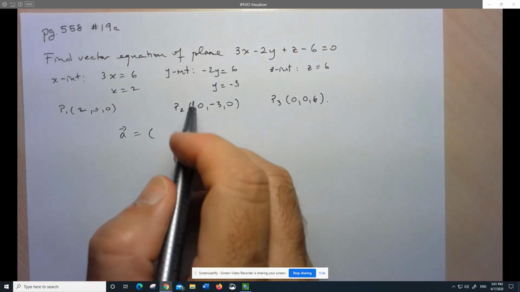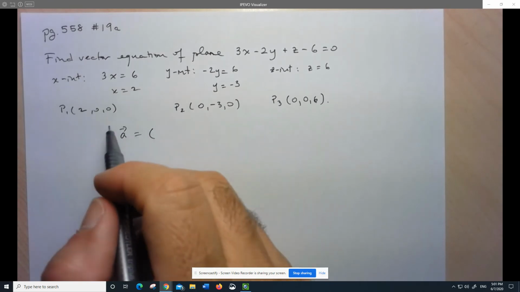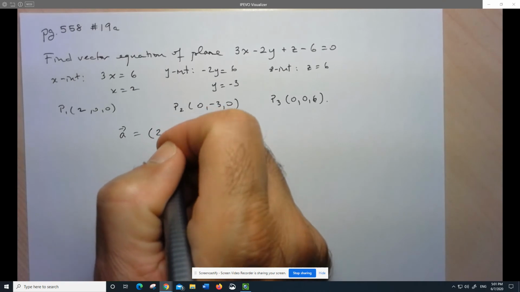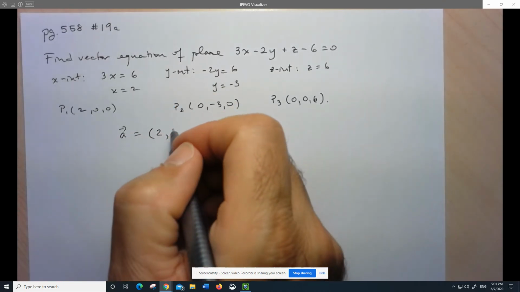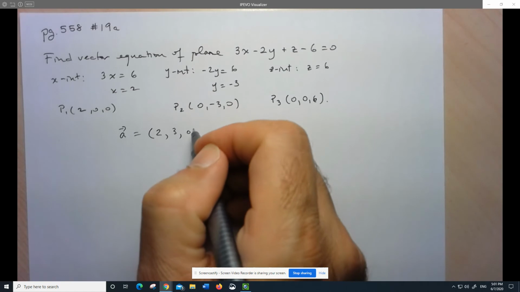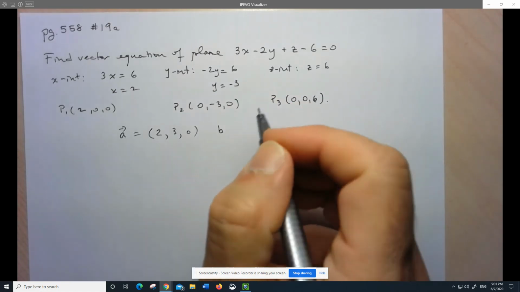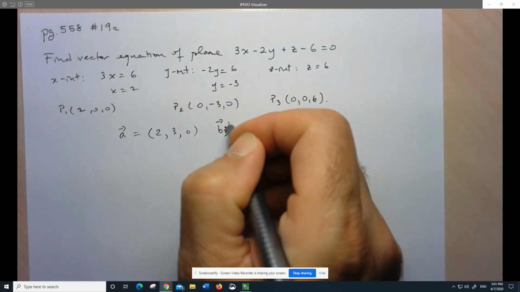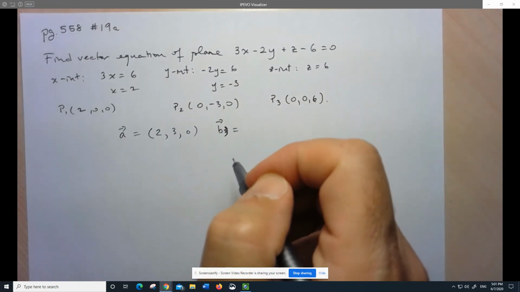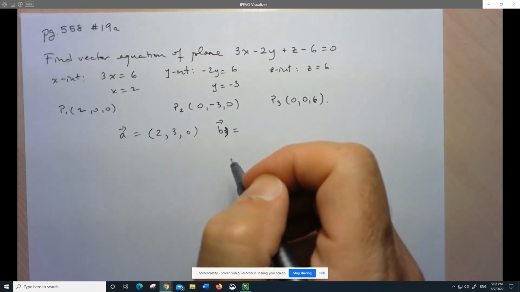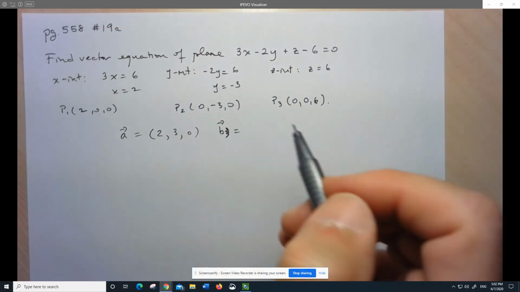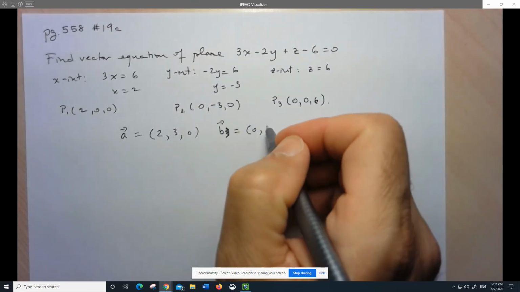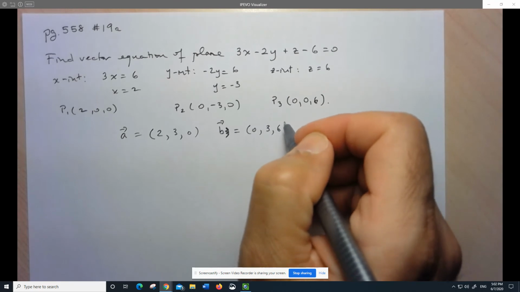So here I've got 2 minus 0, because remember, the vector joining these 2 points is made up of subtracting the individual components. So 2 minus 0 is 2. Here's 0 minus negative 3, 0 plus 3 is 3. And then 0 minus 0 is 0. Sorry, that should be vector b equals, okay. And here it doesn't matter what I use. I'll do this minus that. 0 minus 0 is 0. 0 minus negative 3 is 3. And 6 minus 0 is 6.